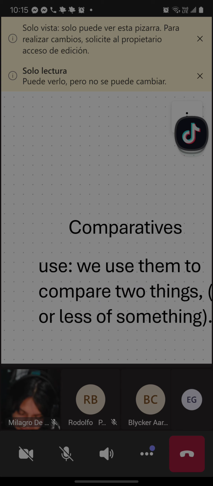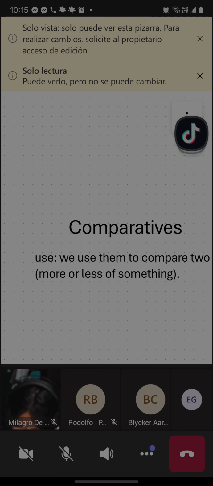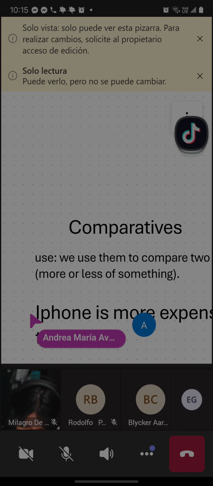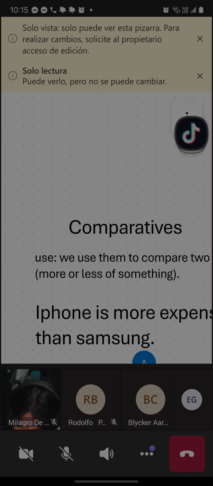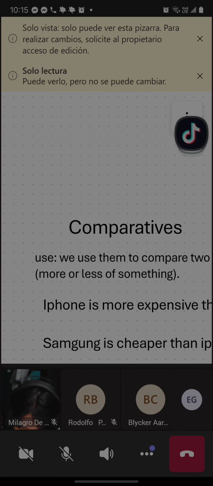Okay, so I think you understood pretty well yesterday, the comparatives. So basically, for example, iPhone is more expensive than Samsung. Samsung is cheaper than iPhone. Okay, so the same thing but twisted. So the rules for this are the next.